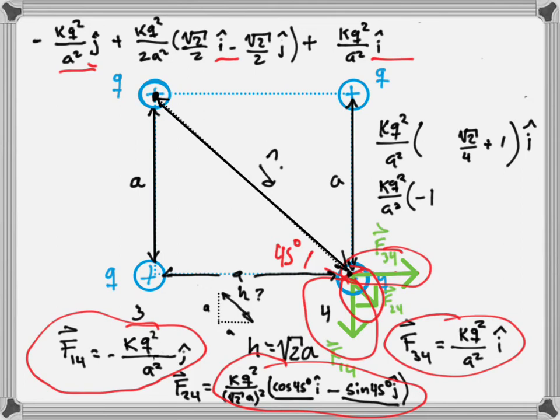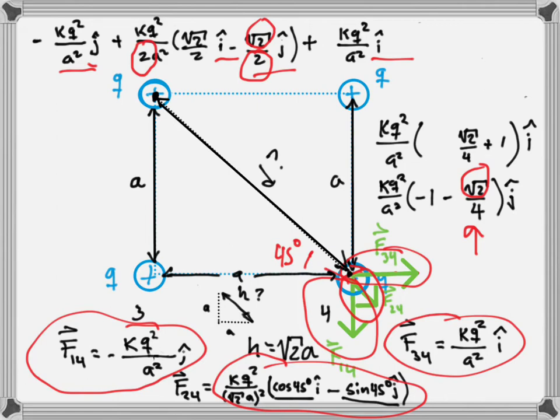If I'm going to pull kq squared over a squared out of the parentheses, then we're going to have a parenthesis with minus 1 for the first term, and the second term is going to give us a minus square root of 2 divided by 2. But there is another 2 here. Don't forget these 2 here. So these 2 and these 2 are going to become a 4 right there, and then there's the square root of 2 over here, and this whole thing is multiplied by j hat.